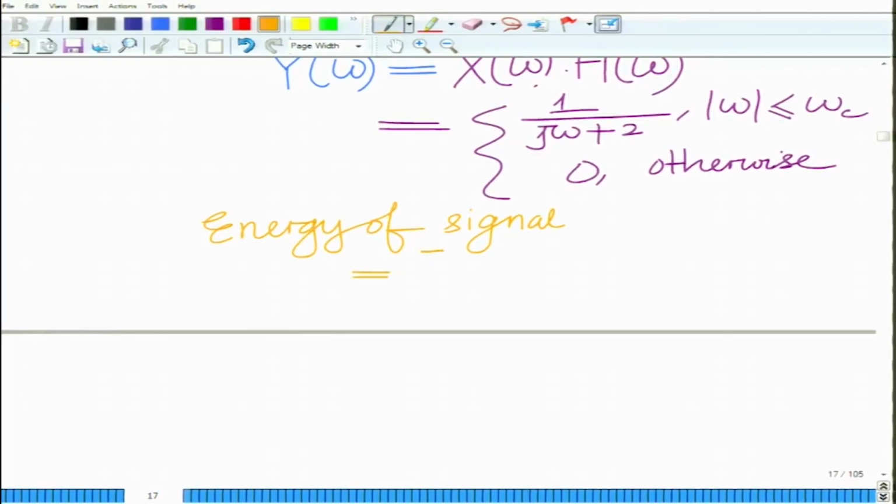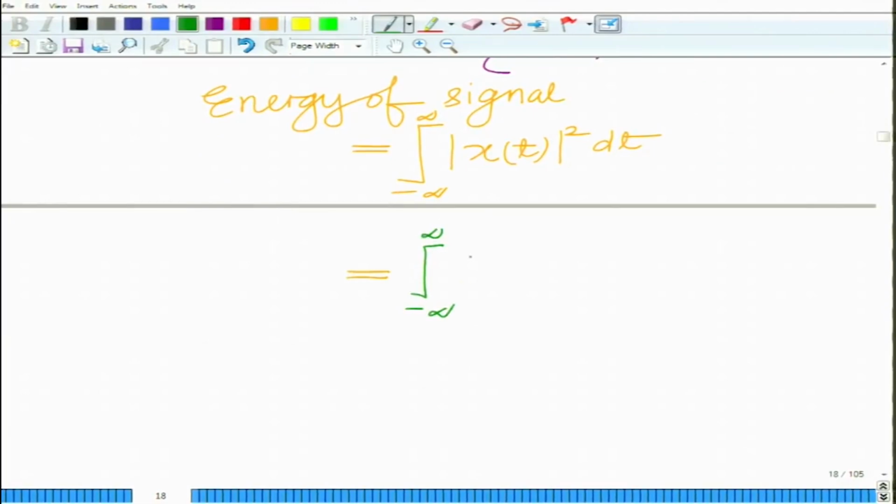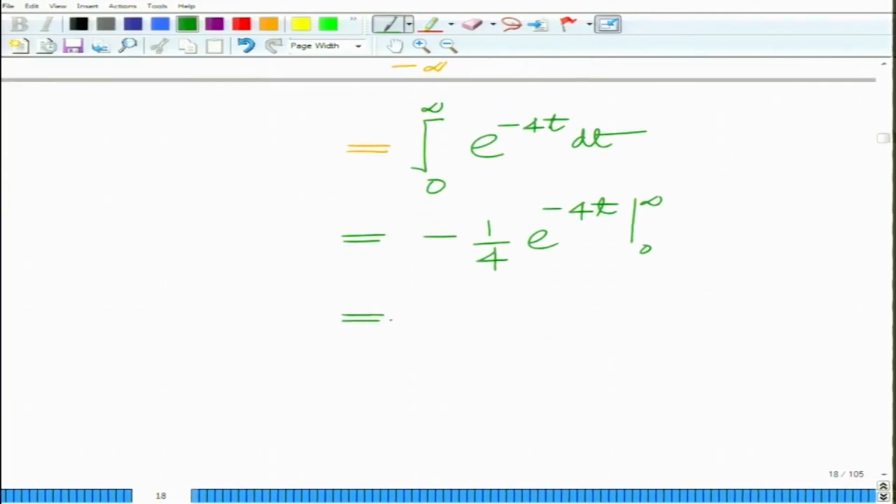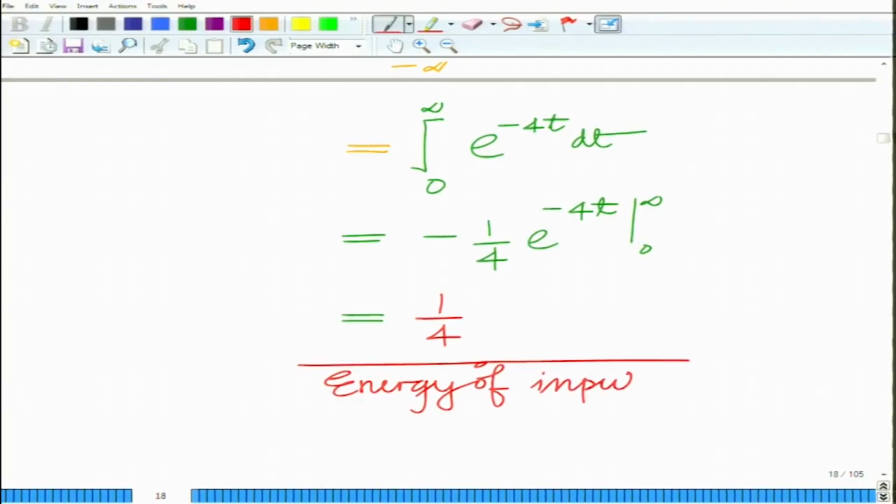Now, first let us find the energy of the input signal, that is, the integral from minus infinity to infinity of magnitude x of t squared dt, which is the integral from 0 to infinity of e raised to minus 4t dt, which is minus 1 by 4 e raised to minus 4t between the limits 0 to infinity, which evaluates to 1 over 4. This is the energy of the input signal.